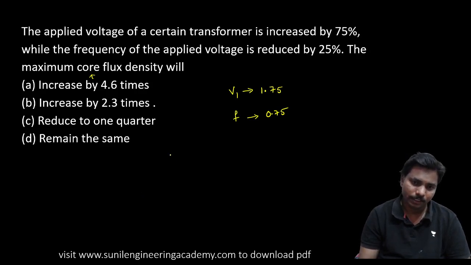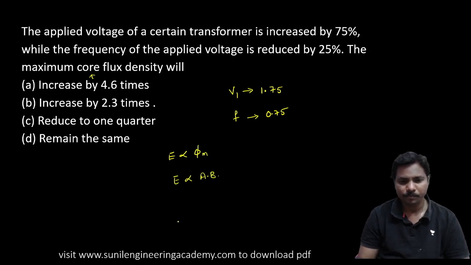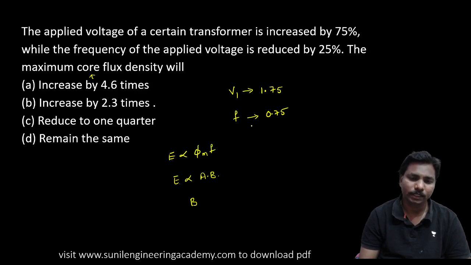Just now we have discussed that EMF is proportional to flux, and flux is nothing but A, B. So EMF is proportional to flux density, and also proportional to phi, f and N. So neglect N, make it a constant. Then from this, if you want area as constant, take area as constant.